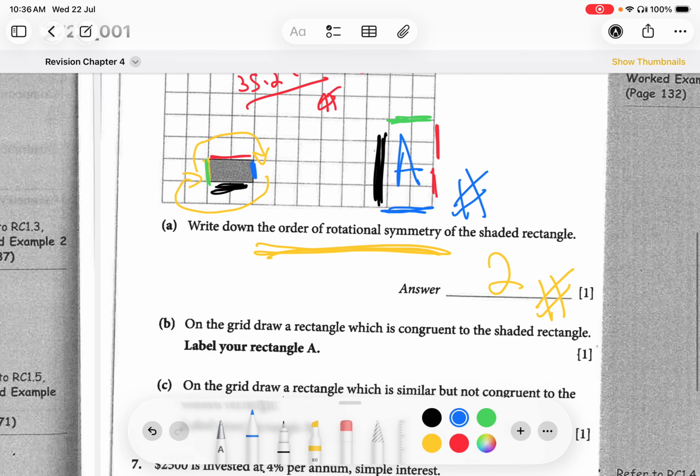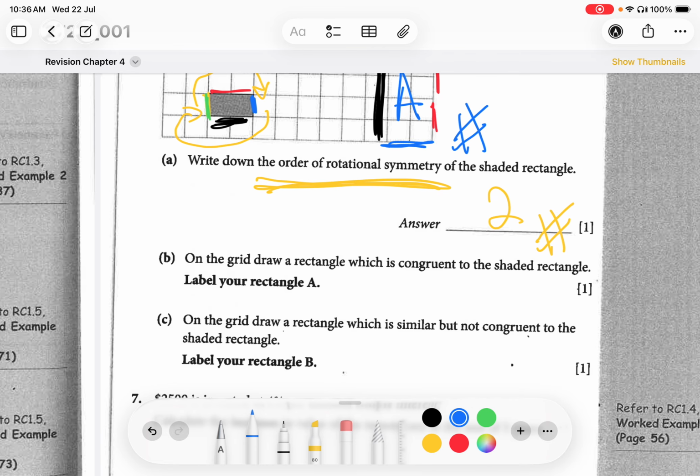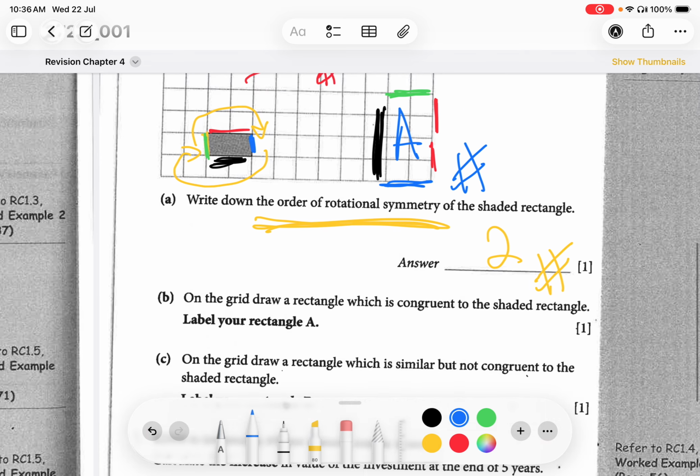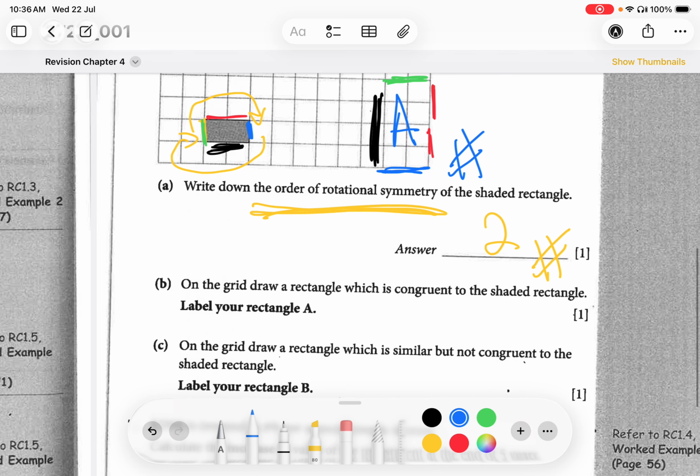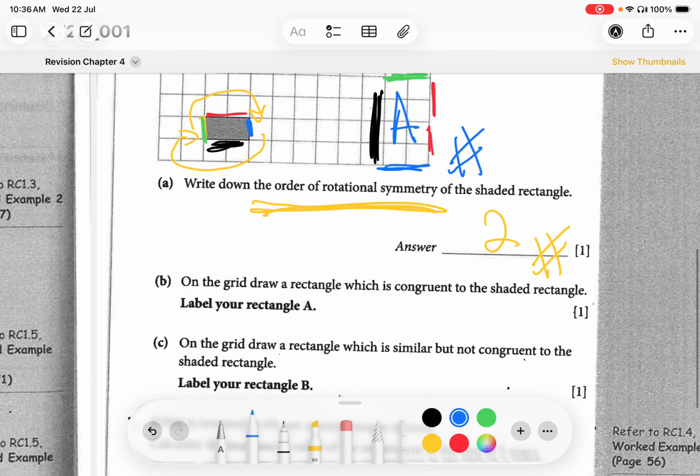Okay, for this, on C, draw a rectangle that is similar but not congruent to the shaded triangle. Label your triangle B. Similar shape but not congruent. Yeah, I did it wrongly. This one should be for B. I increase this. This one should be for B. Triangle B. This is for the question C.